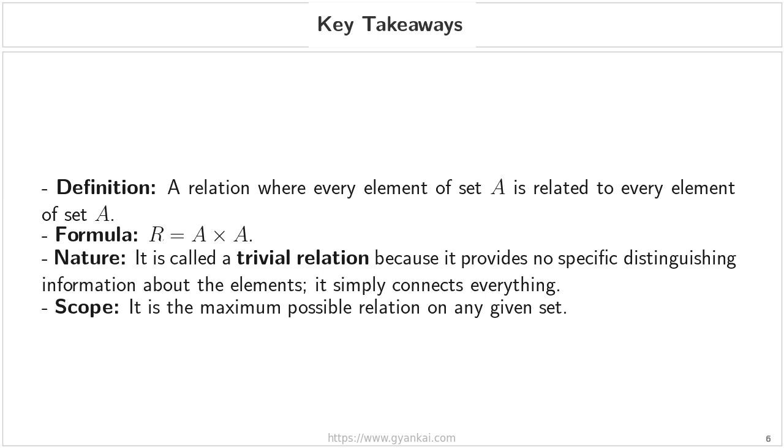Finally, in terms of scope, the universal relation represents the maximum possible relation that can be defined on any given set. Since it contains every possible ordered pair, it is impossible to create a relation larger than this. Now, while this concept is straightforward, it is common for students to confuse it with other types of relations, so let us move to the next slide to discuss some common mistakes to avoid.